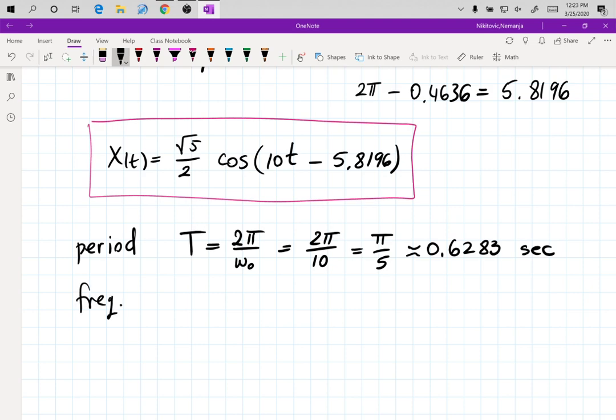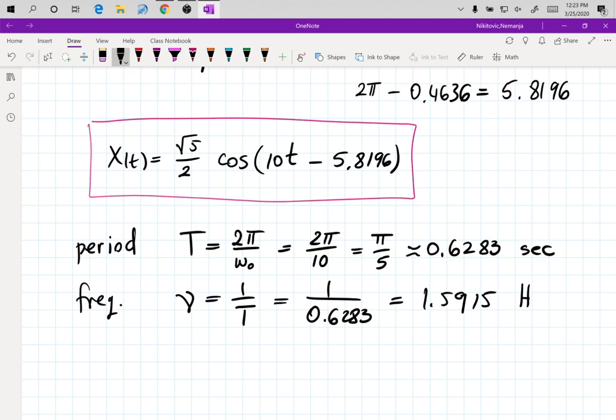Frequency is going to be 1 over T. Well, frequency is nu in this case. Frequency nu is 1 over T, which is 1 over 0.6283. So now when you take this answer and you invert it, you get 1.5915 1 over second, which is known as hertz. Hertz is the measurement for frequency.